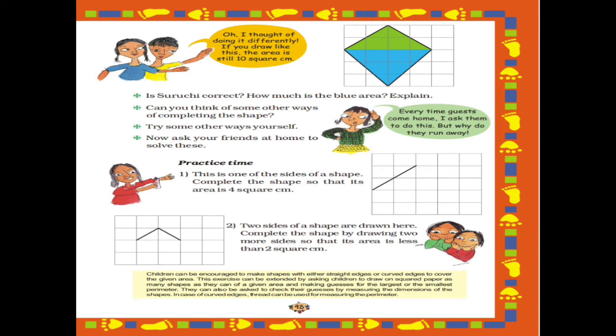Now if we add both the areas, what will come? 6 plus 4 will be 10 square centimeter. So Suruchi is also correct.